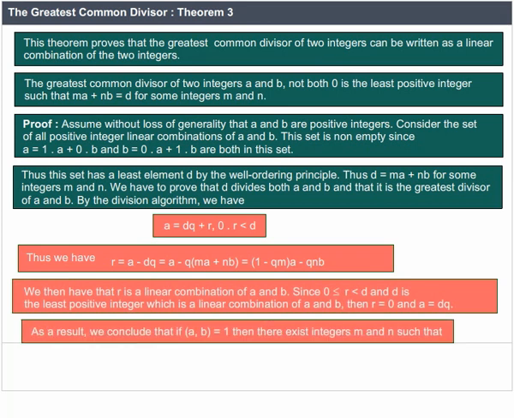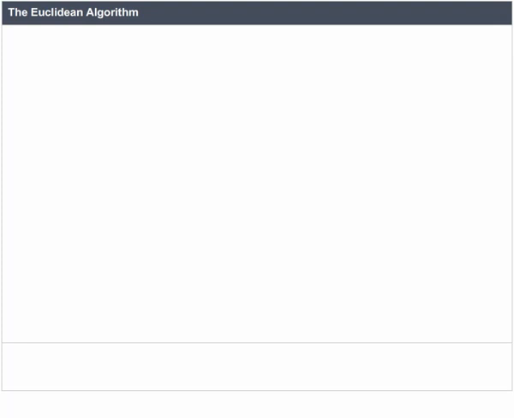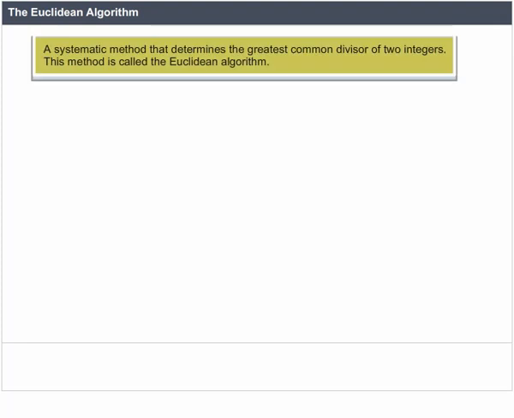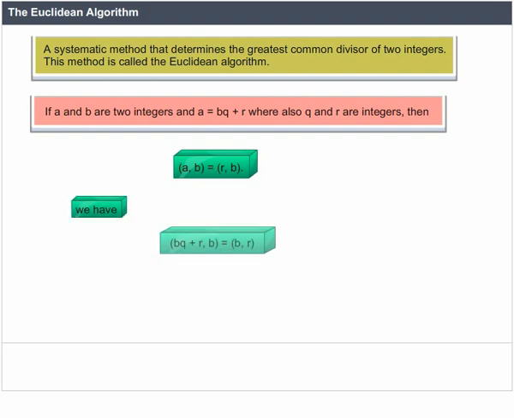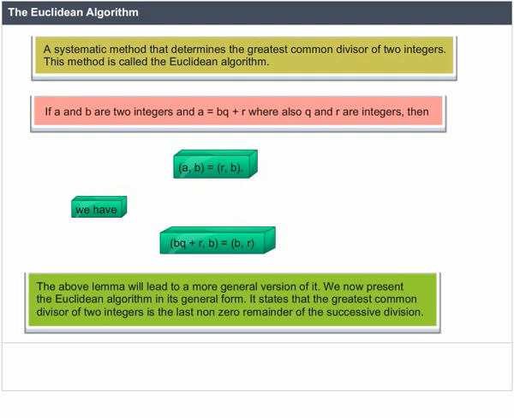As a result, we conclude that if (a, b) = 1, then there exist integers m and n such that ma + nb = 1. The Euclidean algorithm: a systematic method that determines the greatest common divisor of two integers. This method is called the Euclidean algorithm. If a and b are two integers and a = bq + r, where q and r are integers, then (a, b) = (r, b). We have (bq + r, b) = (b, r). The above lemma will lead to a more general version of it.